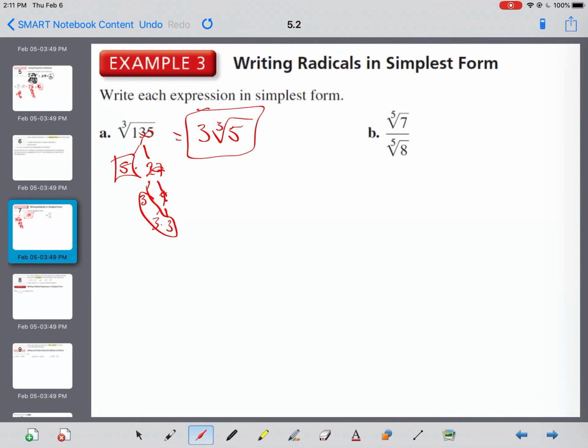Don't forget it's a cube root. Make sure you put it on there. Now, the problem here is that I don't have 5 of anything. I got a fifth root of 7 and the fifth root of 8. I got 1 8 and 1 7.